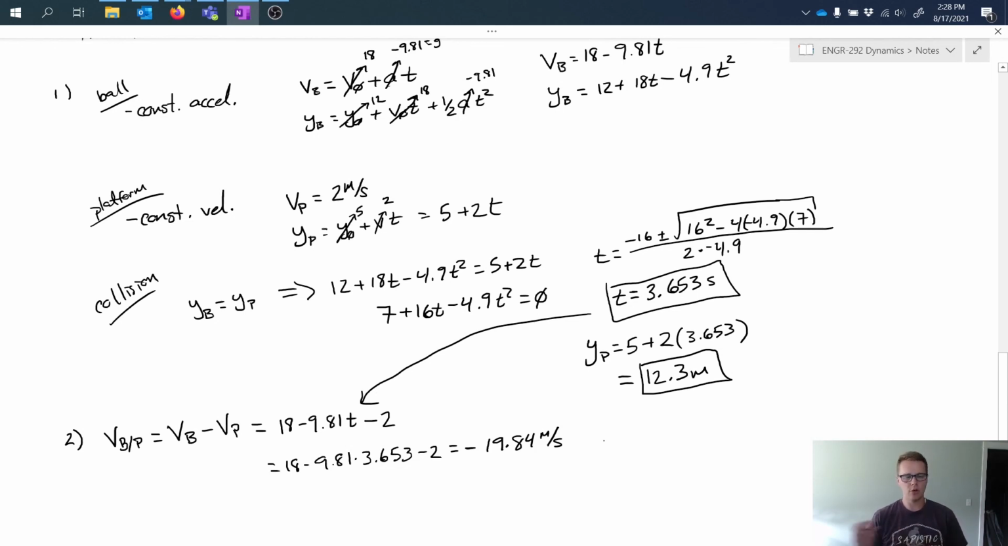Great. So what that tells me is that the ball strikes the platform with a velocity of 19.84 meters per second, and it's negative because it's coming in the downward direction while the platform is moving positively in the upward direction. So if I was trying to figure out how this is all occurring, I would need to take into account that negative sign and the directionality of all that.